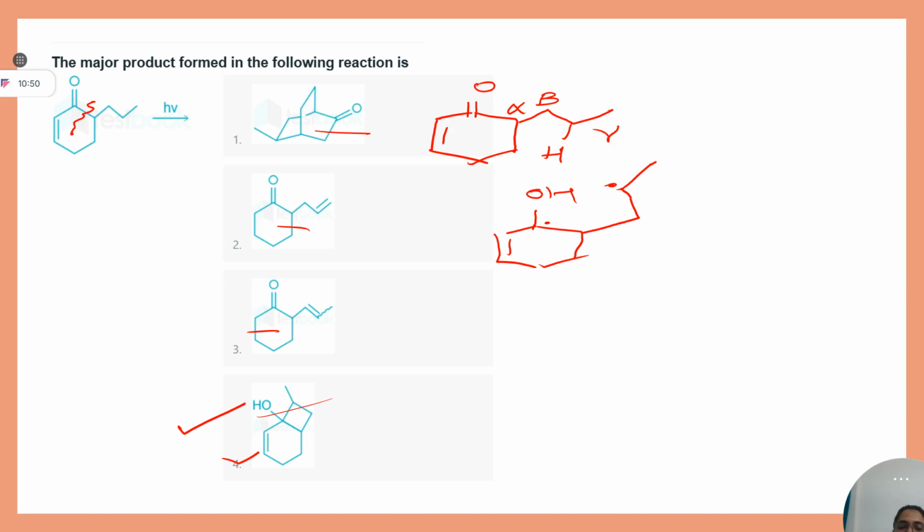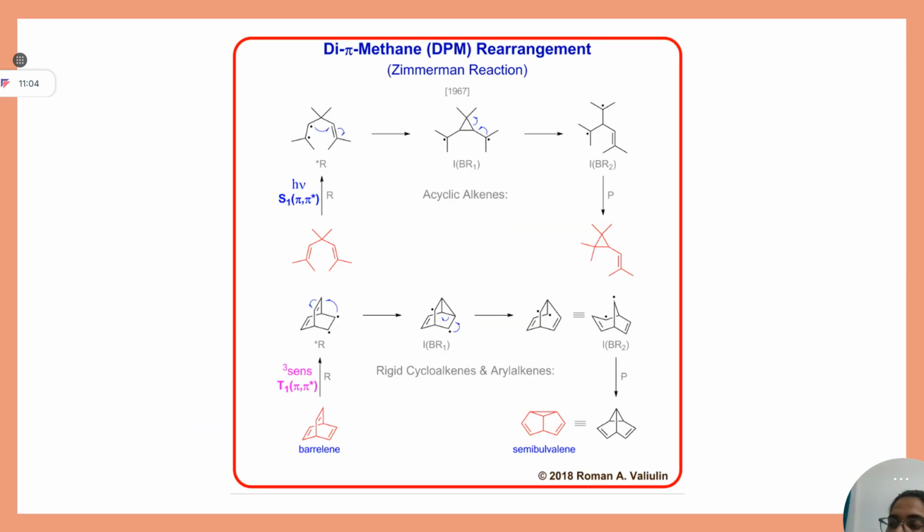So again, your answer was perfectly correct. The correct answer for this is option number 4. Now you may think about the other options also, but they are not possible, right? So your next reaction is the di-pi-methane rearrangement.